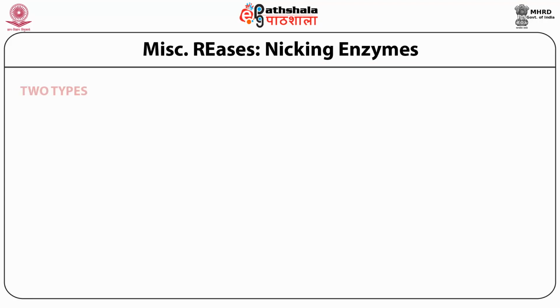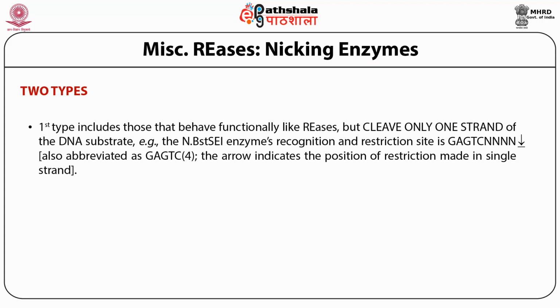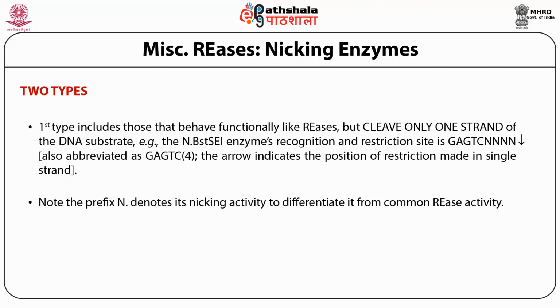Nicking enzymes. There are two kinds. The first type behaves functionally like restriction endonucleases, but cleaves just one strand of the DNA substrate. For example, the N.BstSEI enzyme. Its recognition site is GAGTCNNNN. It's also abbreviated as GAGTC4. The arrow indicates the position of the cut made in the single strand. Note here the prefix N denotes its nicking activity, to differentiate it from common REase activity.